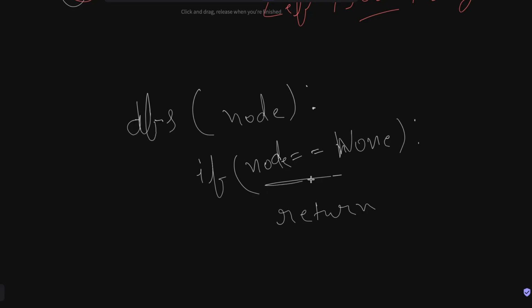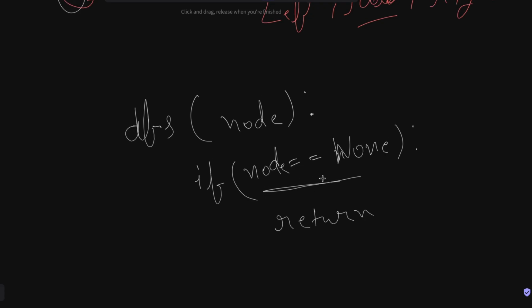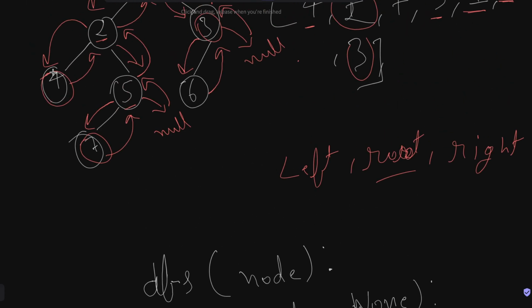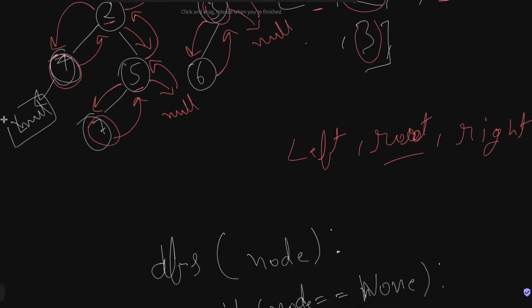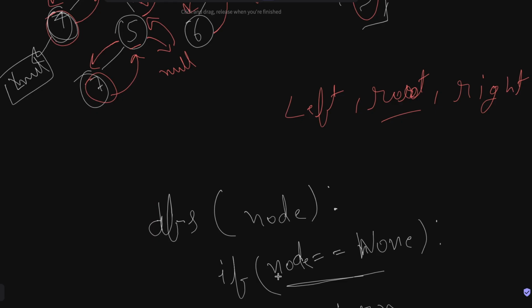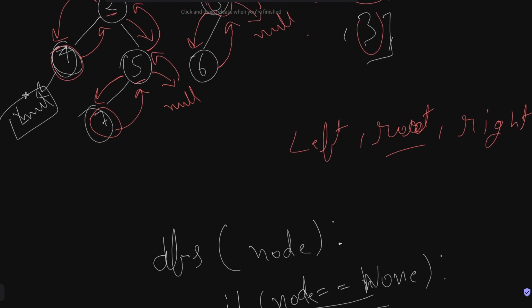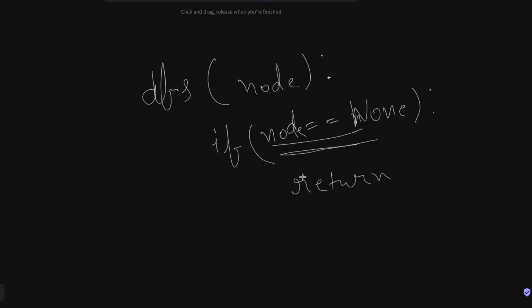Now understand that this condition will only be true after reaching the leaf nodes. Okay, so basically once I reach the leaf nodes, if I try to go to the left node and pass the left node to this function, left is null or None basically. It doesn't exist, right? So at this point this particular condition will be true. So we will simply return because we cannot print the None, right? So we will return here at this point.